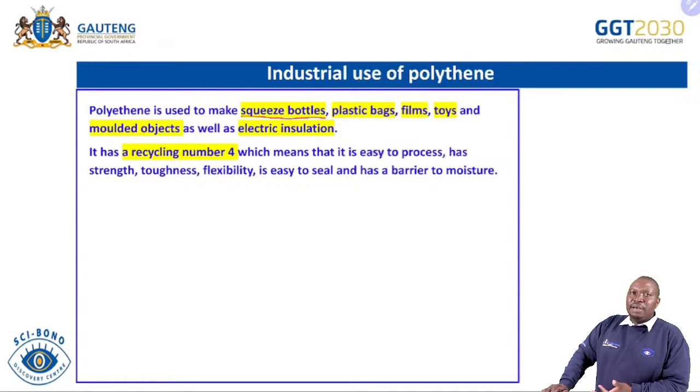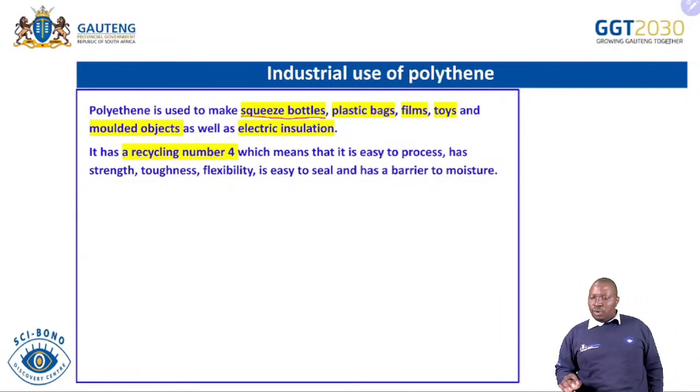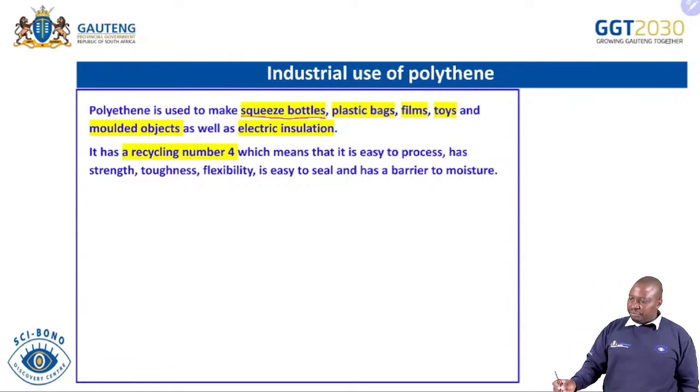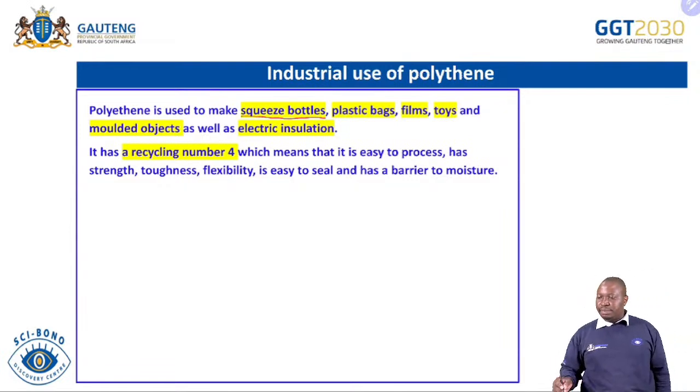So definitely in the exam, we do ask you to give us the industrial use of polyethylene. So it's very much important that you understand how this polyethylene is used. It is recycling number 4, which means that it is easy to process, has strength, toughness, flexibility, is easy to seal, and has a barrier to moisture.